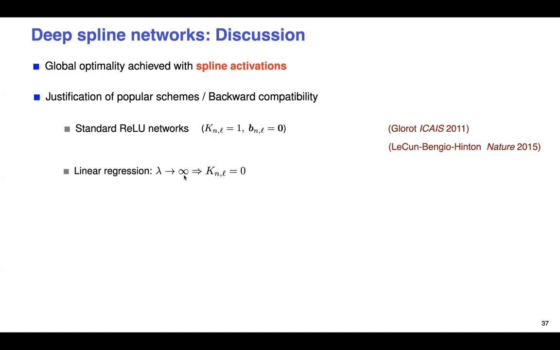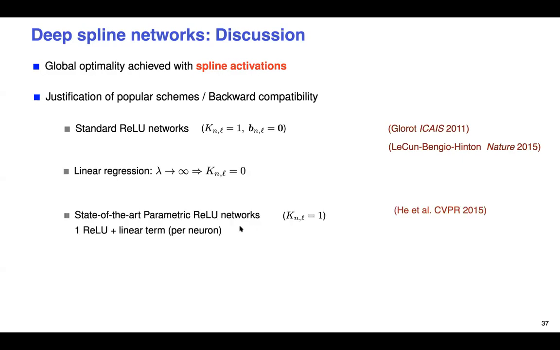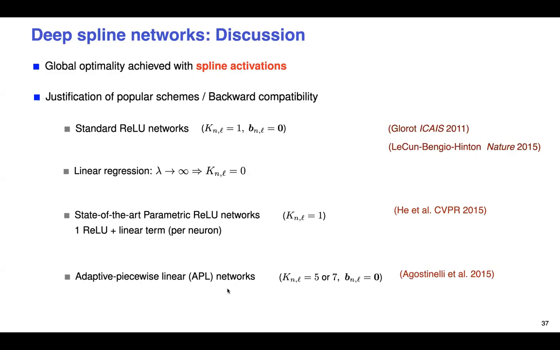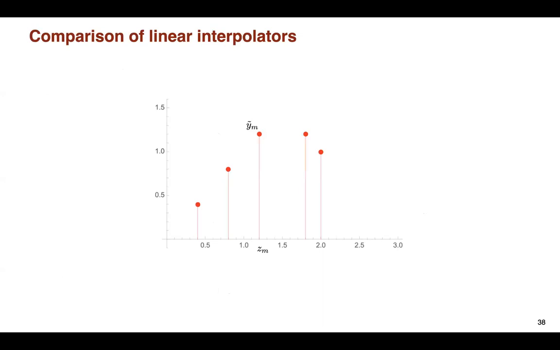Now, if you let lambda go to infinity, you have zero knots, and then you just find linear regression. So it's the grandfather of machine learning. And in between, we have parametric ReLU, a method that has been proposed in the literature, and adaptive piecewise linear neural networks also. So we're compatible with what's in the literature, but here we have a theorem that justifies all this. So why does that work? It brings us back to something really simple. Do you know how to interpolate those points?